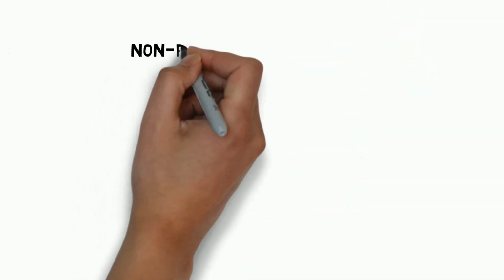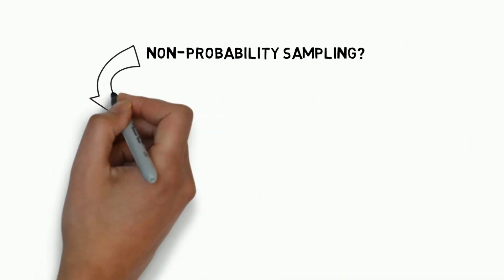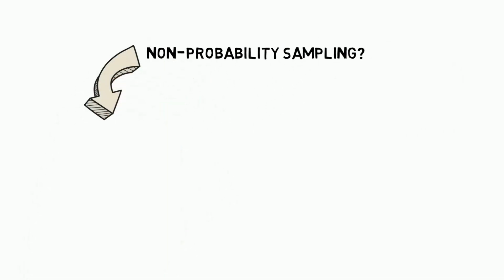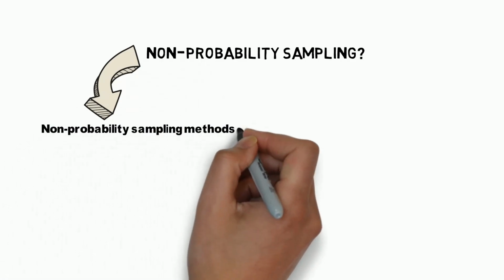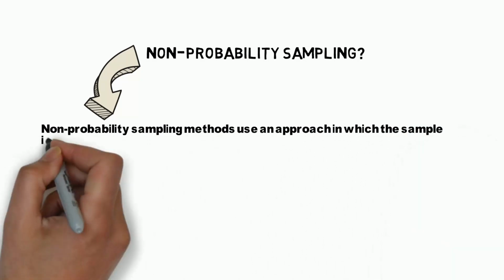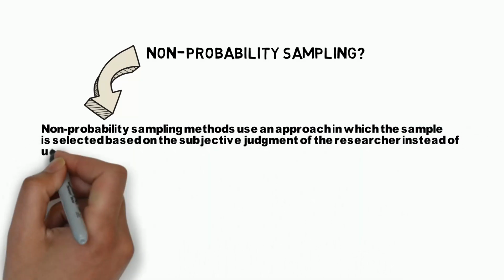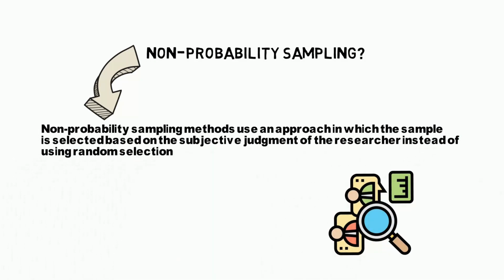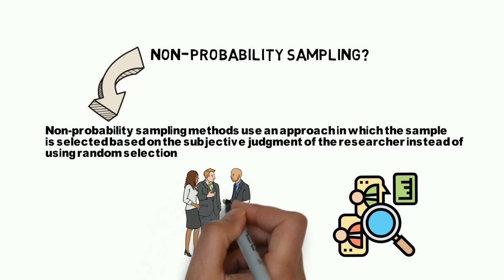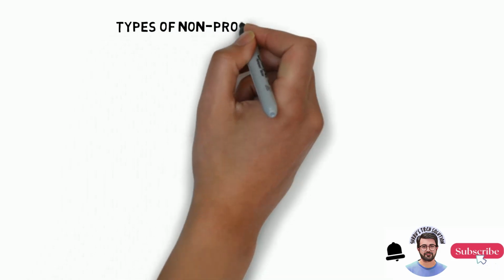The second type is non-probability sampling. Non-probability sampling methods use an approach in which the sample is selected based on the subjective judgment of the researcher instead of using random selection. It means that participants do not get equal opportunity to be part of your research. Now we will discuss the types of non-probability sampling one by one.